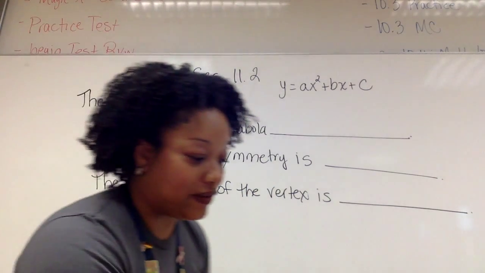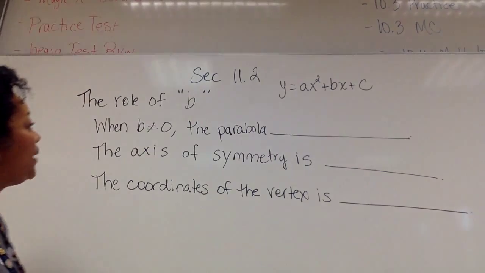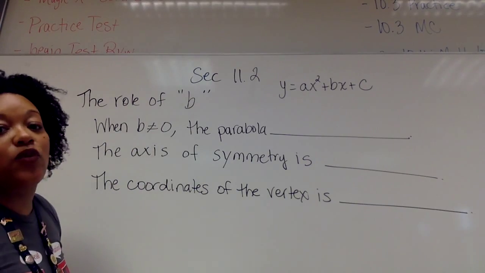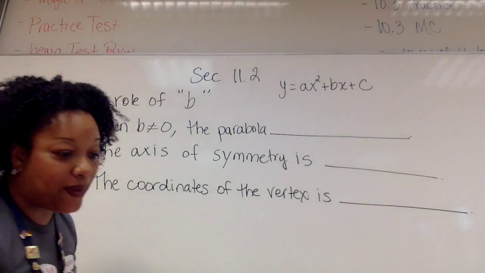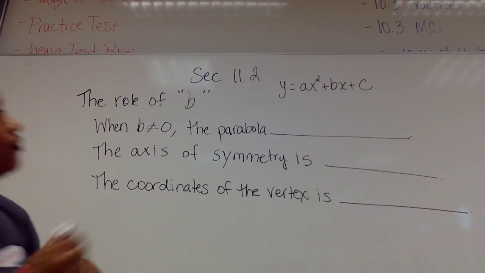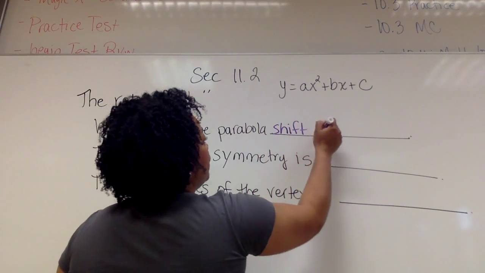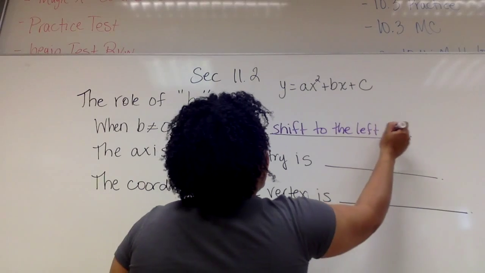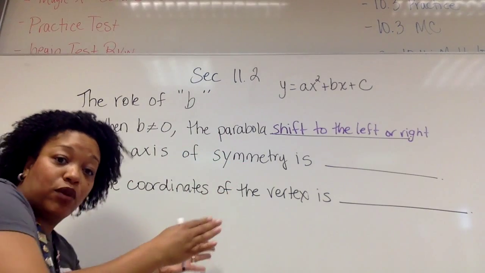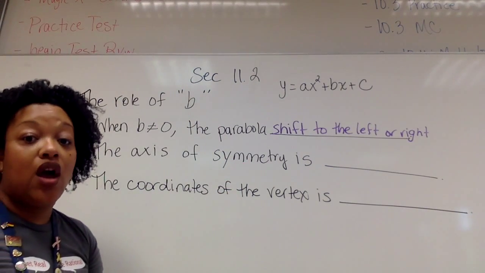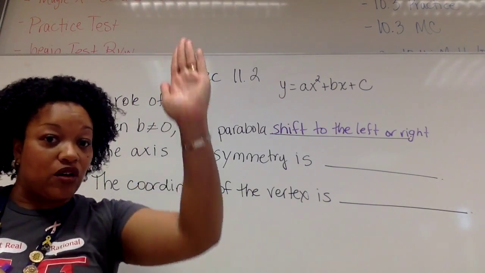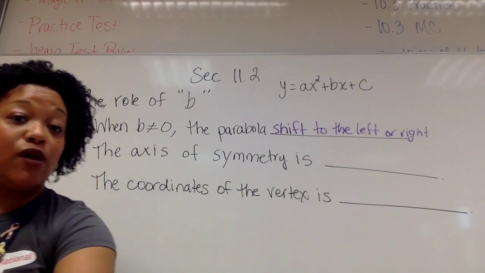So let's talk about what happens. The first sentence that you have there says when B is not equal to 0. That's what that means. In other words, we have a value for B now. When that happens, your parabola will shift to the left or right. Okay, so now our parabola is moving up, it can move down, and now it can move to the left and the right. Like I said, it can be anywhere on your coordinate plane, which means your axis of symmetry is no longer the y-axis. It's no longer because now I can move it to the left or the right.